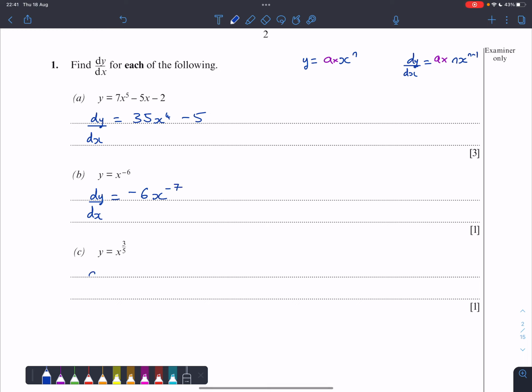And finally, we're dealing with fractions. So dy by dx, the derivative is going to be, so we bring the power out in front, 3/5, x, and then we're going to drop this power by 1. Well, currently the power is 3/5, and I want to take 1 off that. Well, if I'm dealing with fifths, 1 is the same as 5/5, so I want to take off 5/5. That would be the same as taking off 1. 3/5 take away 5/5 is negative 2/5. So we get x to the power of negative 2/5.